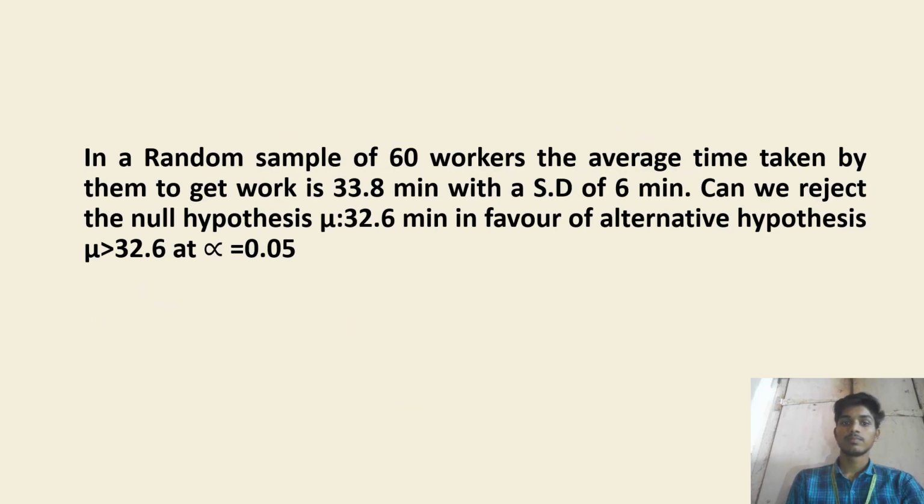In a random simple sample of 60 workers, the average time taken by them to get to work is 33.8 minutes with a standard deviation of 6 minutes. Can we reject the null hypothesis mu equals 32.6 minutes in favor of the alternative hypothesis mu is greater than 32.6 at alpha equals 0.05?